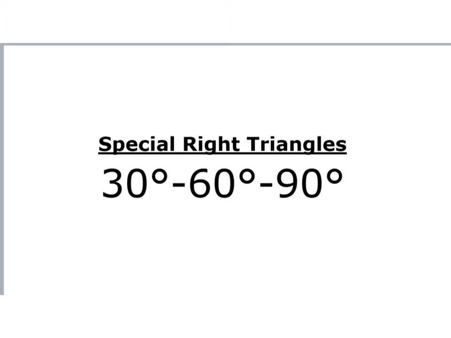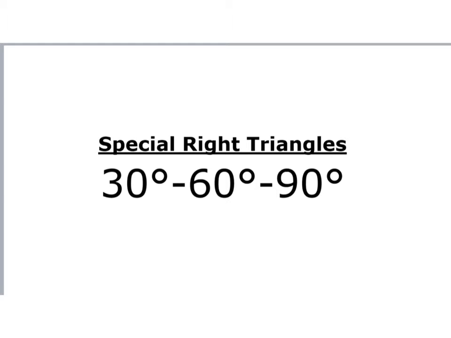Right, so before today, we did Pythagorean theorem. If you had two sides of a right triangle, you could find the third, right? But if you had one side, that's not enough information. Today, if you have a triangle that has a 30-degree angle, a 60-degree angle, and a 90-degree angle, then you can use only one side and still find the other two without the Pythagorean theorem. So it's called special because you don't need to use the Pythagorean theorem.